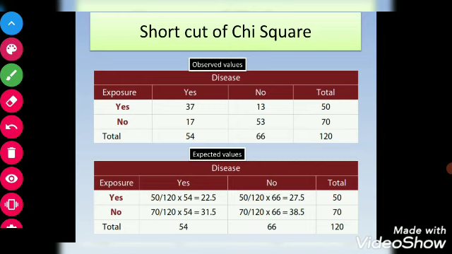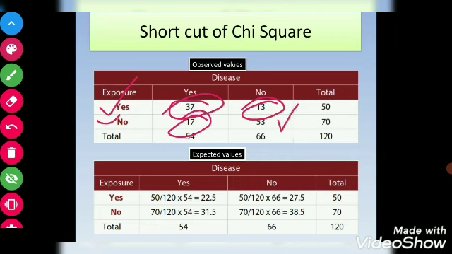So one example has been given here. You have been exposed to certain virus or bacteria, and then there is the occurrence of disease. A group of animals has been exposed to a particular causative agent and they got the disease, and another group is exposed but they didn't get the disease. Another one is not exposed and got the disease, and the next class is not exposed and didn't get the disease. So this is A, B, C, D.